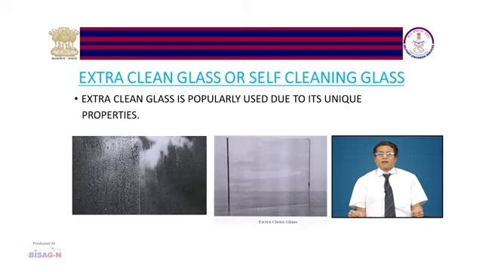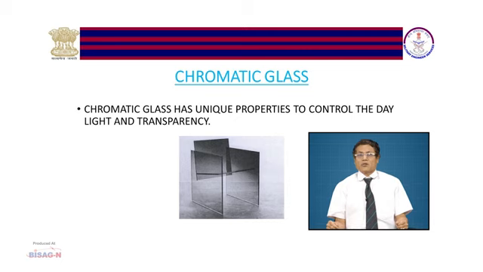Now, extra clean glass and self cleaning glass. Extra clean glass is also known as self cleaning glass. This type of glass is used due to its unique photocatalyst property. This means the glass contains a kind of nanoparticles which attack and remove the dirt particles, through which it can be cleaned very easily. The next one is chromatic glass.